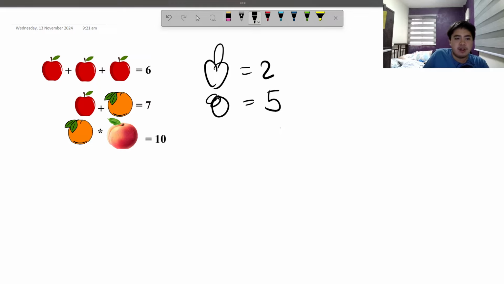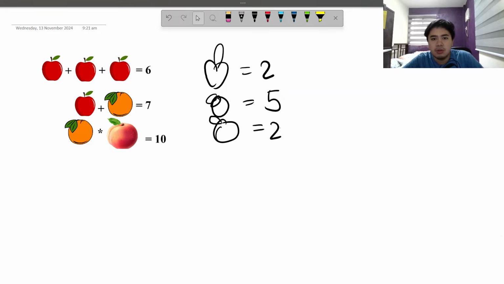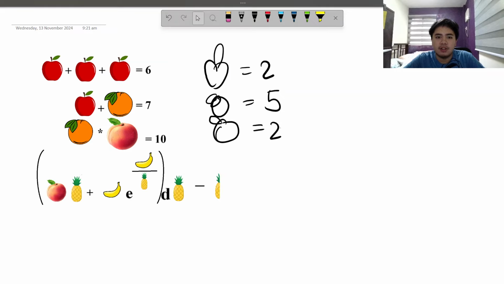And how about the next one? Orange, which we know is 5, times hyperrealistic image of a peach equals 10. What could be multiplied to 5 in order to get 10? 2 again, because 5 times 2 is 10. So this is going to be 2. Now, on to the next part of the question.